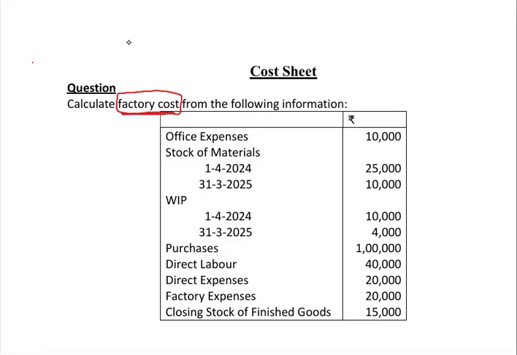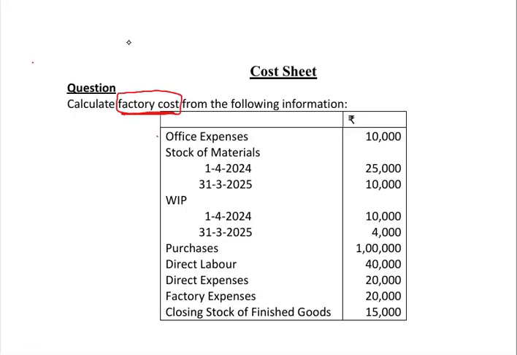What is factory cost? We will first add the direct material, direct labor, and direct expenses. Adding these three, we will get the prime cost. In that prime cost, we will add the factory overheads. We will get the work cost or factory cost, we can say. So we have to check what information is given in this question.